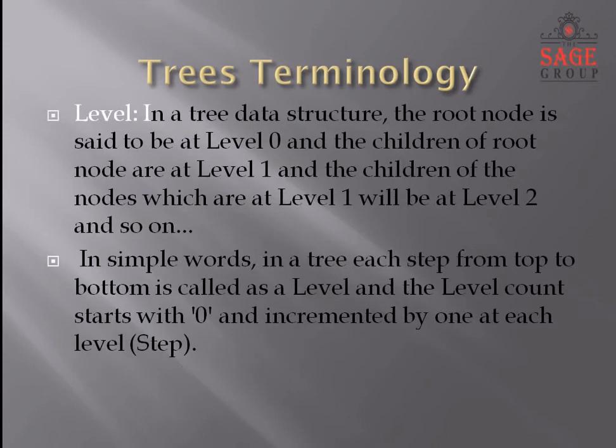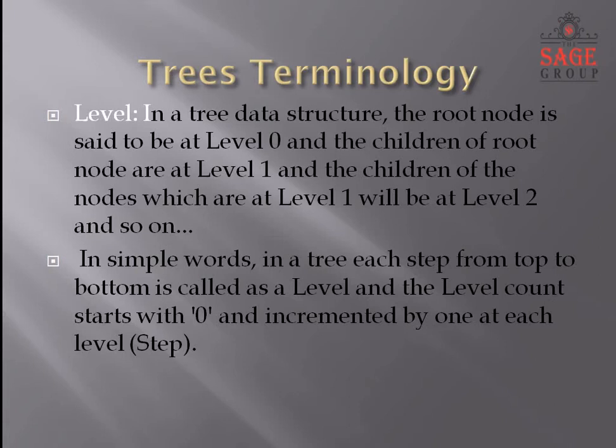Now, let us come to another definition, which is level. In a tree data structure, the root node is said to be at level 0, and the children of the root node are at level 1, and their children are at level 2, and so on. The level 0 starts with the root node. I am going to show you all these things in a tree very shortly. I will take an example of a tree and I will mark all these definitions which we have discussed.